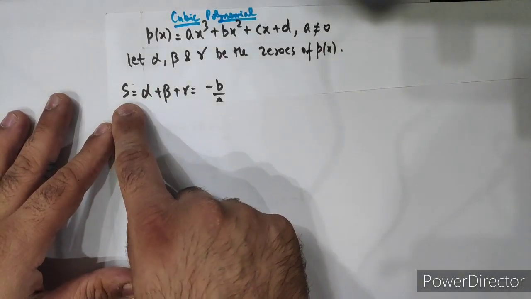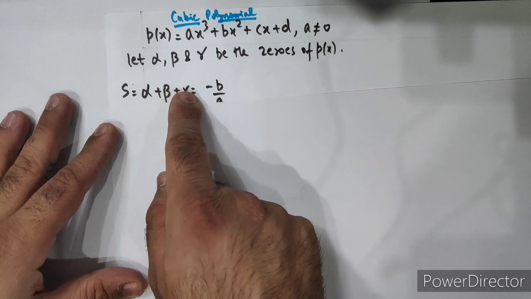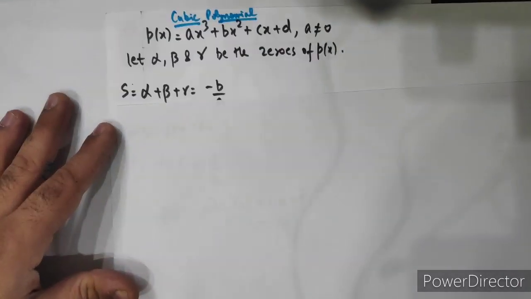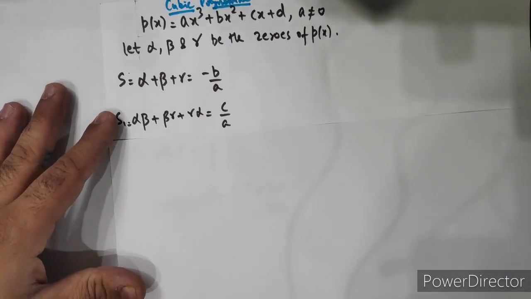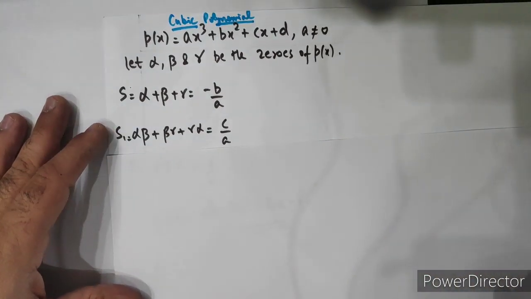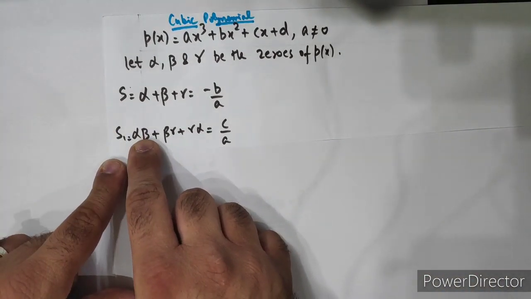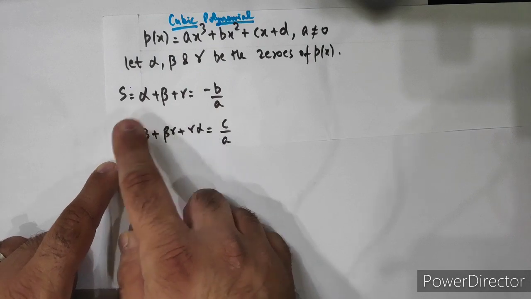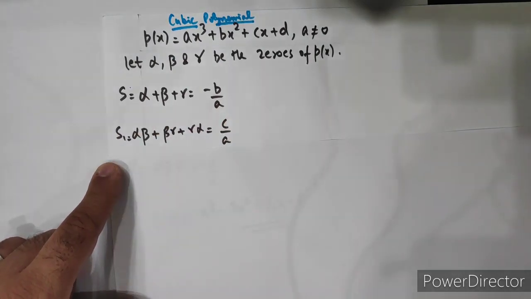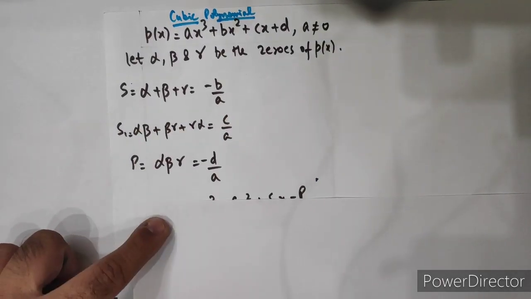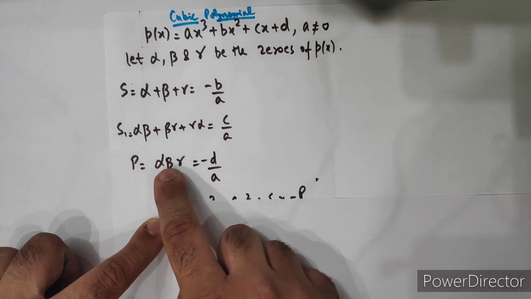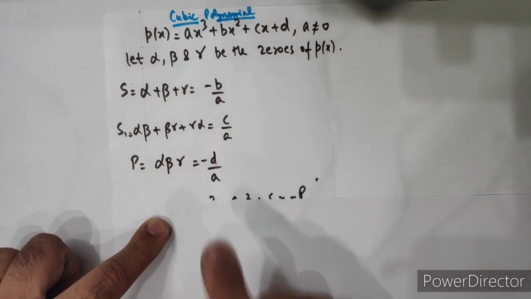So the sum of these zeros is given by alpha plus beta plus gamma, which is minus b upon a. Similarly, we denote S1 by alpha beta plus beta gamma plus gamma alpha. This is given by c upon a, and the product of zeros, alpha beta gamma, is given by minus d upon a.